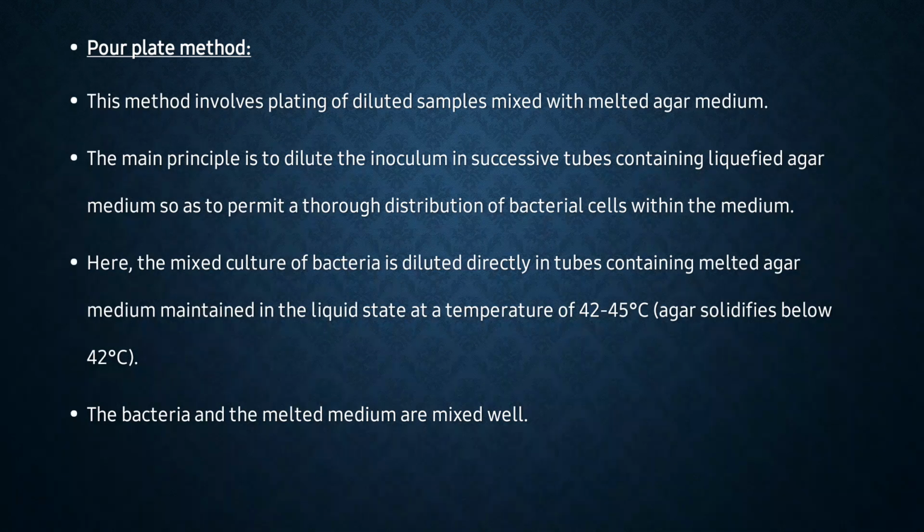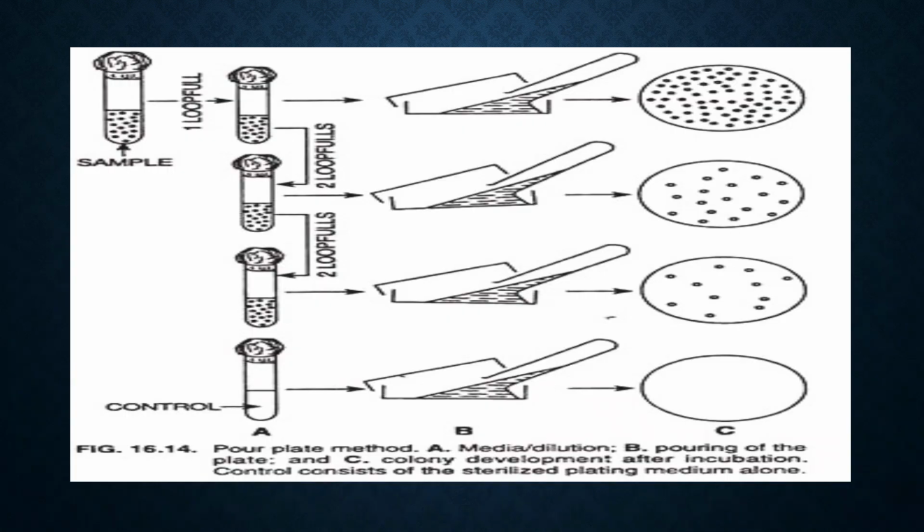The mixed culture of bacteria is diluted directly in tubes containing melted agar medium maintained in the liquid state at a temperature of 42 to 45 degrees Celsius. The bacteria and melted medium are mixed well. This is a diagram of pour plate method.